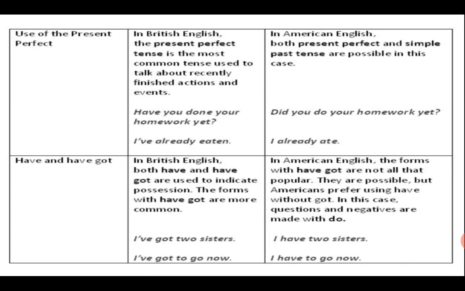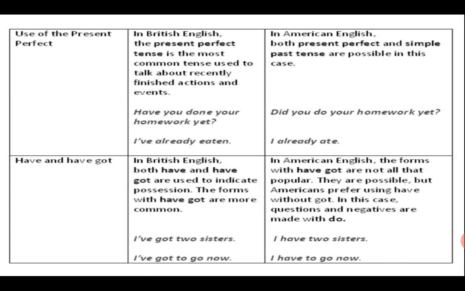Now let's look at the next one, have and have got. Have got is used by Britishers, have is used by Americans. So the meaning of have is something belongs to you or you're having something. I have got two sisters, used by Britishers. I have two sisters, used by Americans. I have got to go now, used by Britishers. I have to go now, used by Americans.